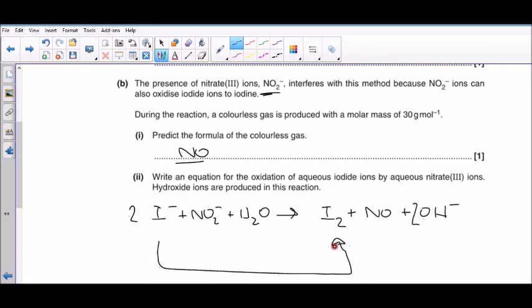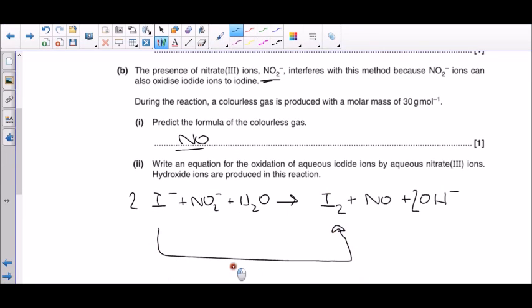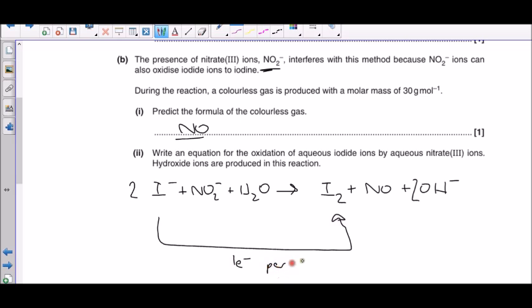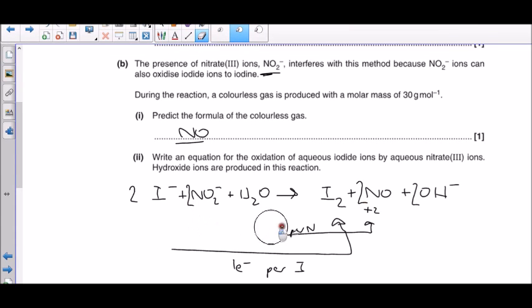So I've got I minus going to I2, so this is changing by 1 electron per iodine, and then the nitrogen is going from +3 to +2, so this is changing by 1 electron per N. So I need equal numbers of iodine and anything containing nitrogen, so I'm going to have to increase that to 2 and this to 2. So that sorts out the redox balancing bit. Now I'm going to go back to normal balancing.